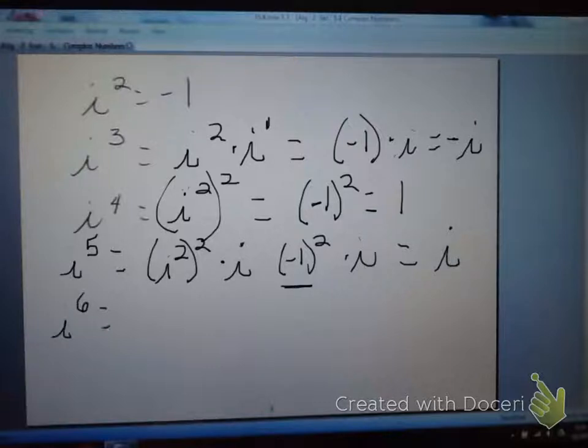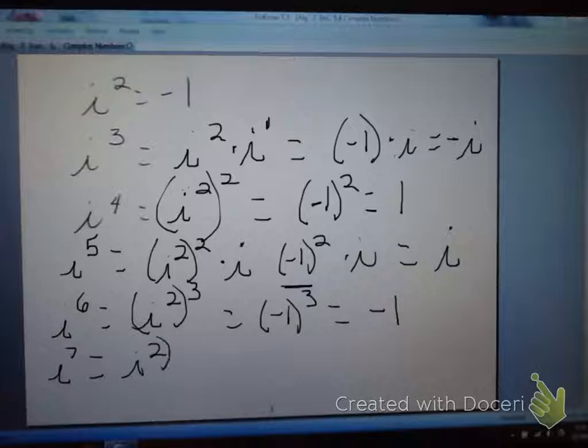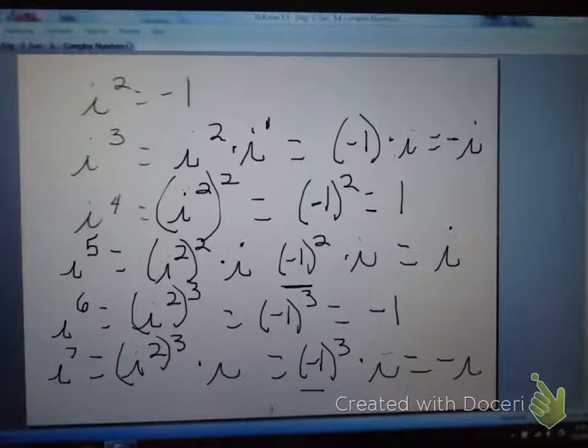I to the sixth, we're going to break that down to I squared to the third power, which is -1 to the third power, and -1 to the third power is a -1. Remember, if the exponent is even, the answer is positive. If the exponent is odd, the answer is negative. I to the 7th, we're going to break that down to I squared to the third, and then we have to multiply it times an I. So that's -1 to the third power times I. -1 to the third power is -1 times I is a -1I, or we can just say -I.